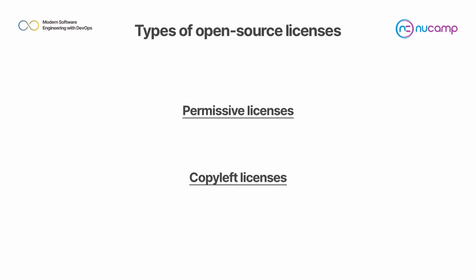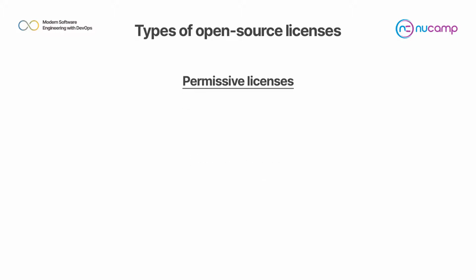Open source licenses are used to govern how software can be used, modified, or distributed. There are two major types of open source licenses, which are permissive and copyleft licenses.